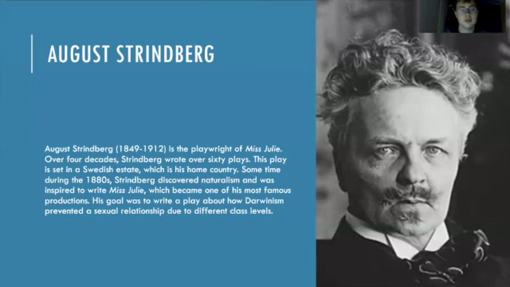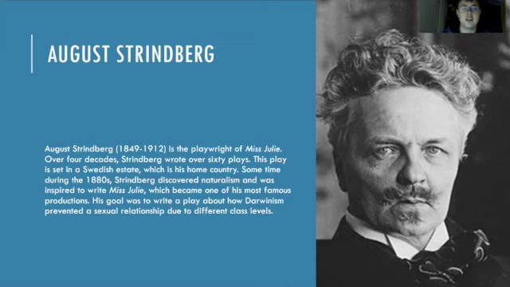So the playwright for this play is August Strindberg, and he lived from 1849 to 1912. And over the course of 4 decades, he wrote over 60 plays, and specifically this play is set in a Swedish estate, and that's his home country. And sometime during the 1880s, Strindberg discovered naturalism, and this inspired him to write Miss Julie in 1888. This also did become one of his most famous productions.